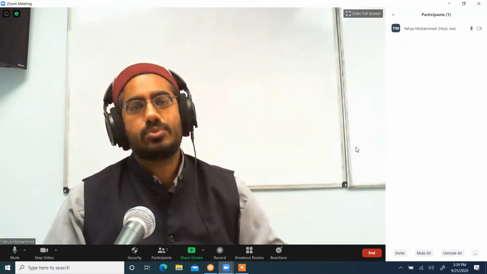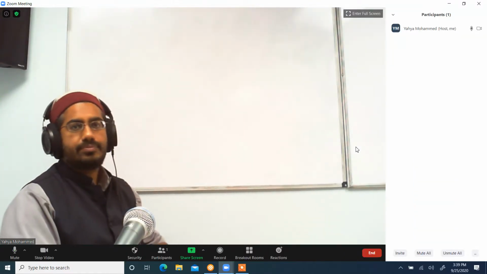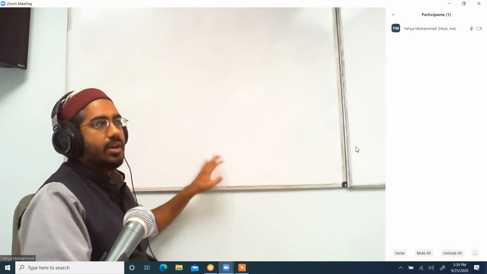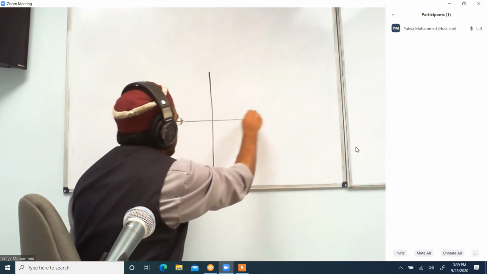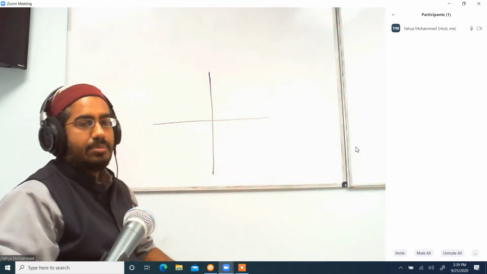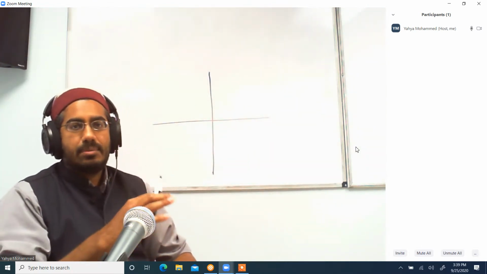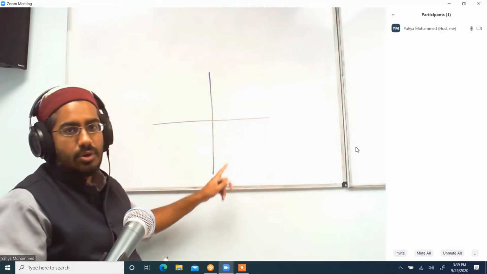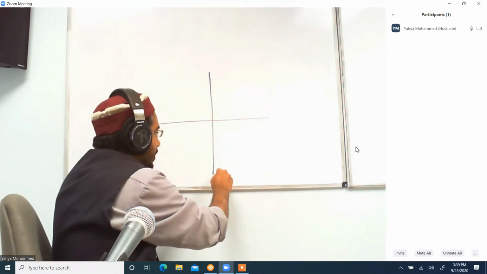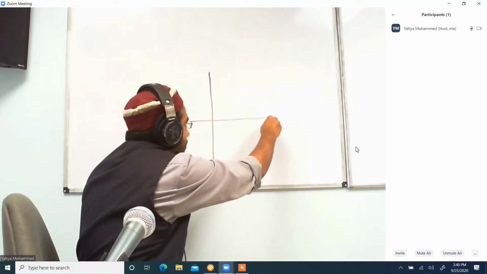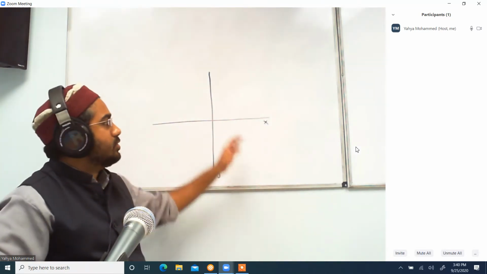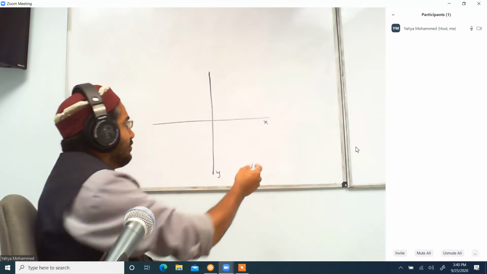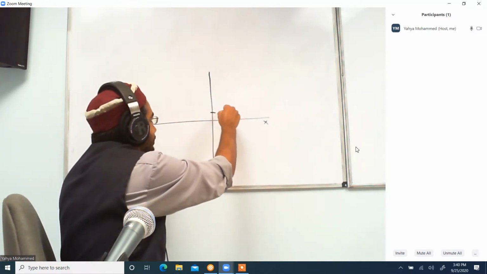The first idea is about reflections on horizontal and vertical lines. Let's do this one on the board. Suppose I have an image, and I'm going to reflect it, but this time not on the x-axis or the y-axis. This one I'll call the y-axis, and this one the x-axis. Now I have a figure like this.